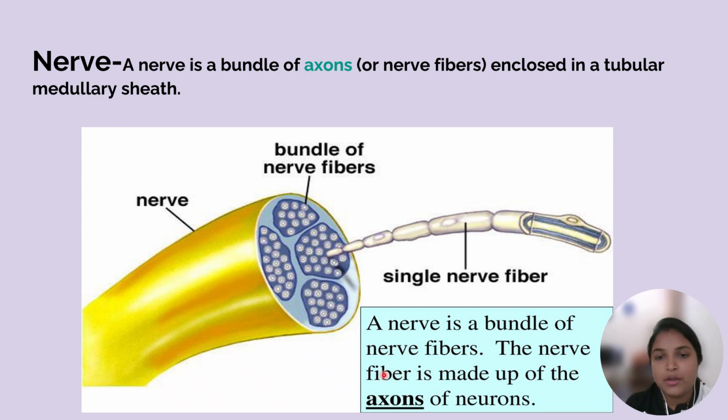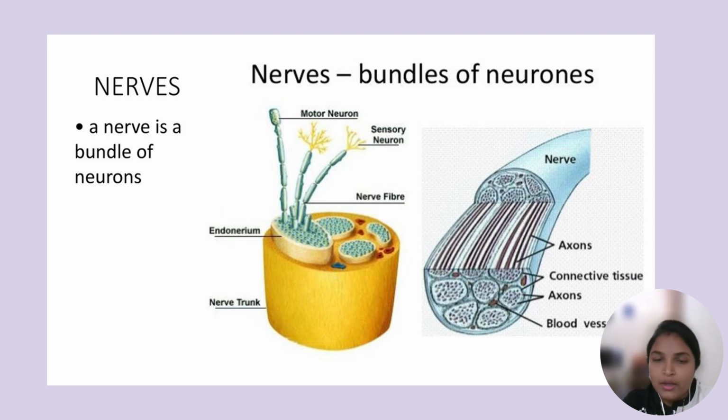So a nerve is a bundle of nerve fibers. The nerve fiber is made up of axons of the neurons. Very clearly it is given here: nerves are the bundle of the neurons or the axons. See here, axons are lying and enclosed in a sheath, the medullary sheath. So this is the bundle of the neurons.